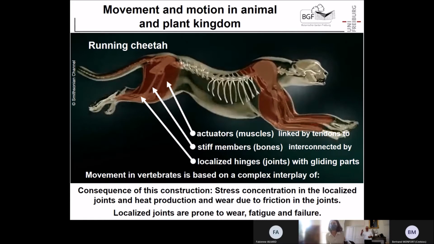And they have no gliding parts, or nearly no gliding parts. Another aspect is why we think the plants are immobile.